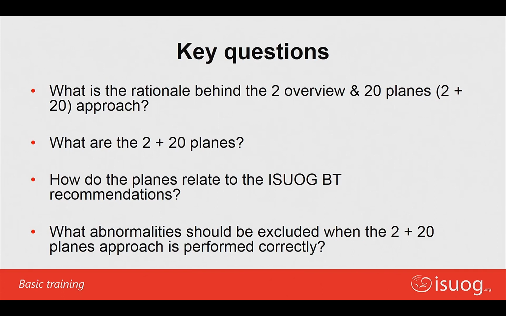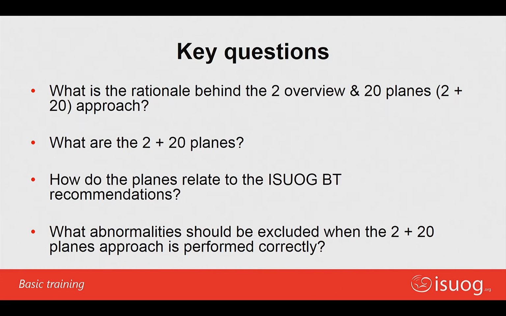So the key questions that hopefully you'll be able to answer by the end of the presentation is, what is the rationale behind the 2 overview and 20 planes? It's a bit of a mouthful, so we've abbreviated it to the 2 plus 20 approach, and as the Congress continues, hopefully you'll hear lots of people whispering about, have you heard about the 2 plus 20 approach? It's very exciting. But that's what we're talking about, the 2 plus 20.